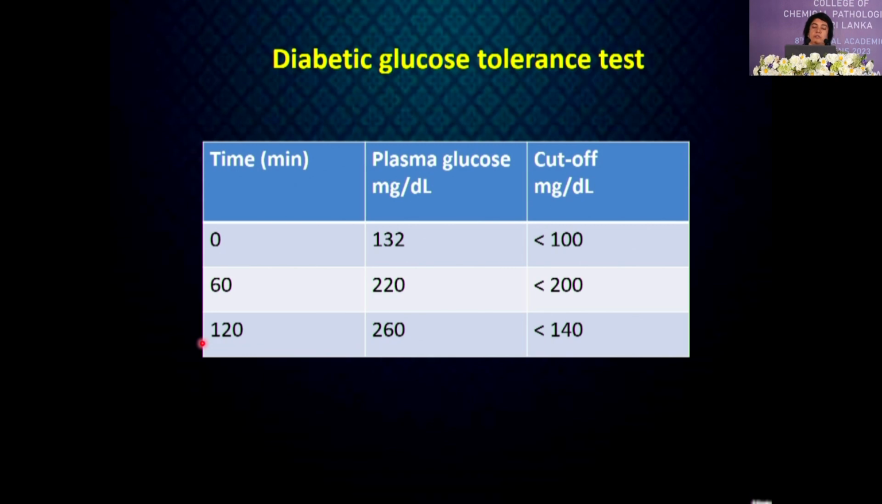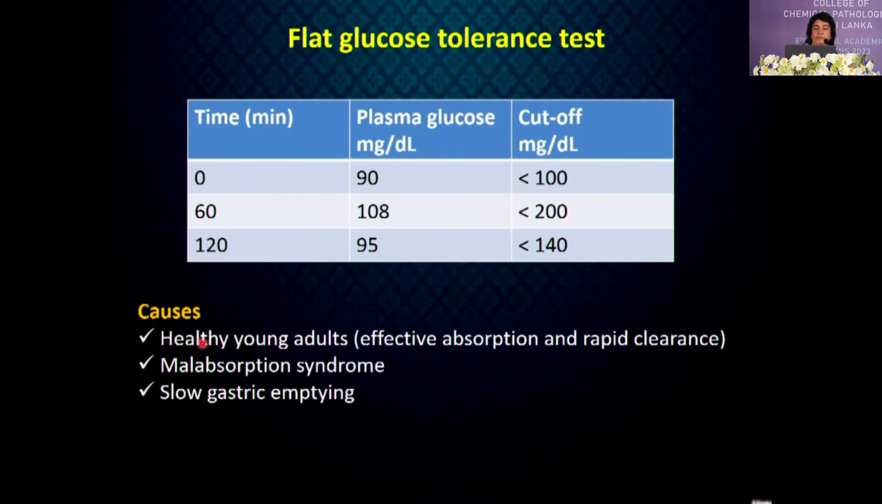This is the glucose tolerance test of a diabetic patient. You can see all 3 values are above the cutoff. This is a flat glucose tolerance test. You can see all 3 values are very close. It can occur in a healthy young adult due to effective absorption and rapid clearance, and it is also seen in malabsorption and slow gastric emptying.